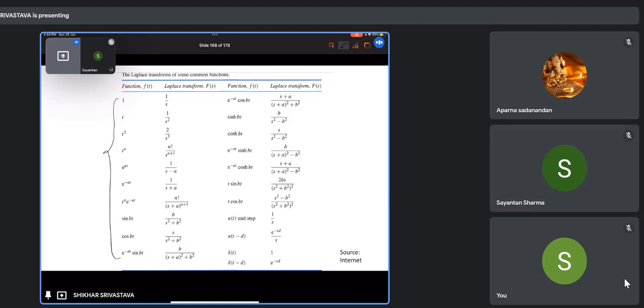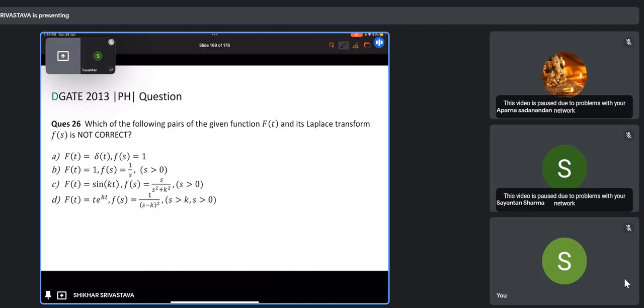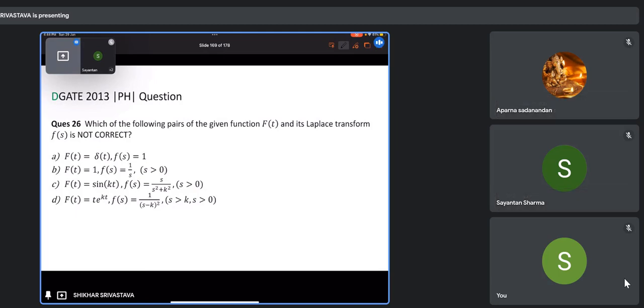So for some standard functions like exponential, sine, cos, similarly cos hyperbolic, sine hyperbolic, you need to remember the Laplace transform of these functions so that you can easily solve the question in less time. For example, this is the question which came in GATE 2013, question number 26. They have asked which of the following pairs of the given function and its Laplace transform is not correct. The first function, we can easily say, is the integral of del of t exponential minus st dt. If you just integrate it, you will get exponential minus 0 t, which is 1.